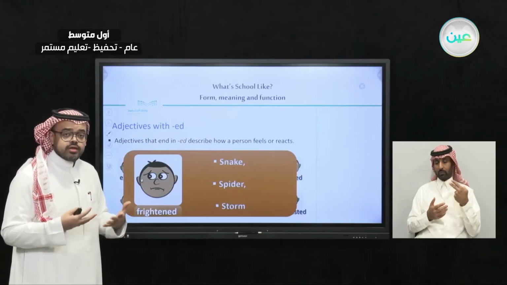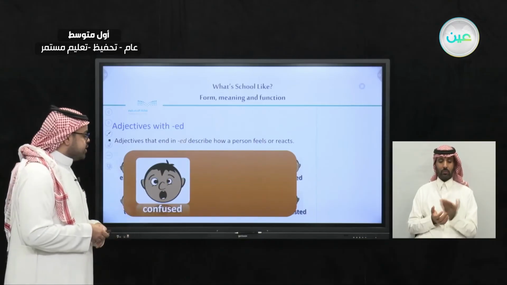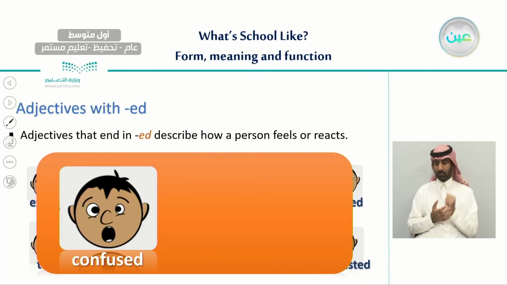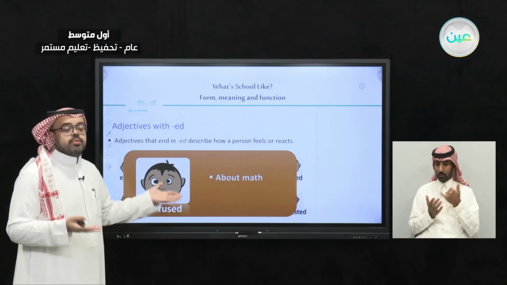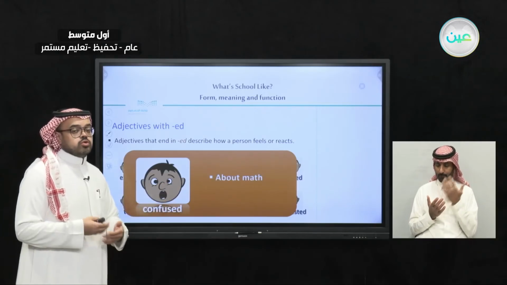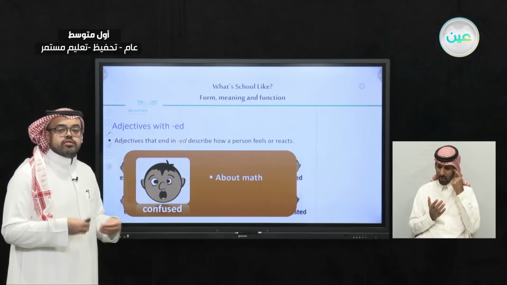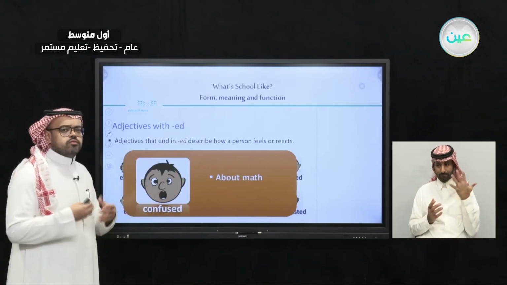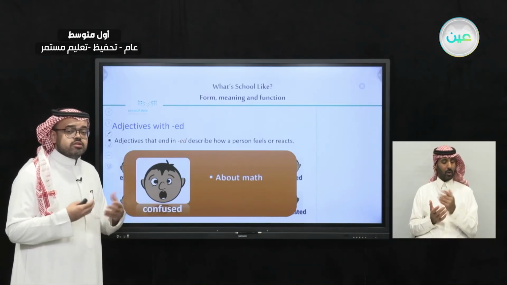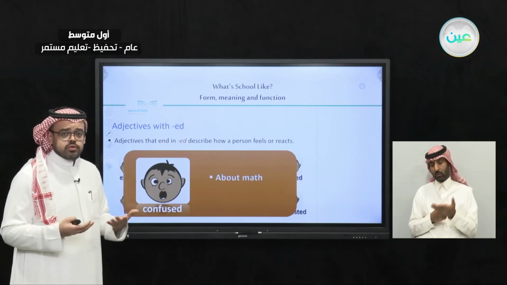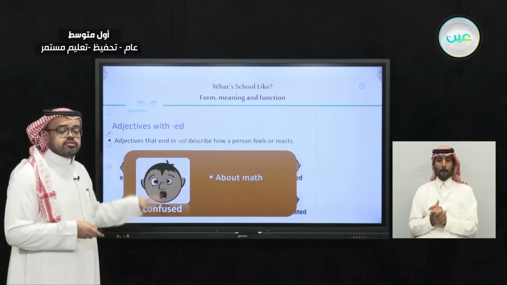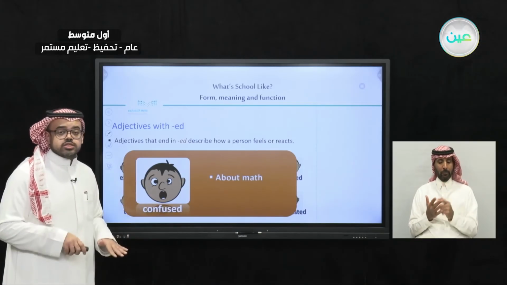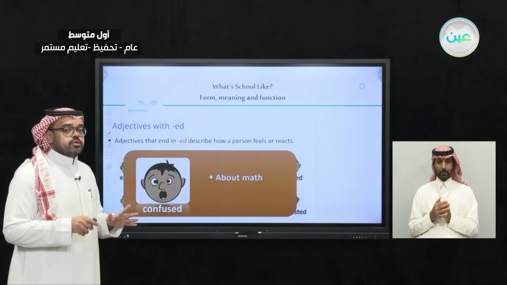He is afraid. The third one is confused. So when could a boy or a person be confused? Maybe, for example, when he wants to study for an exam, maybe a math exam. Maybe he does not understand math, so this is why he is confused. He doesn't know what to do. He is confused. So this is the first part of our adjectives today that end with ed.